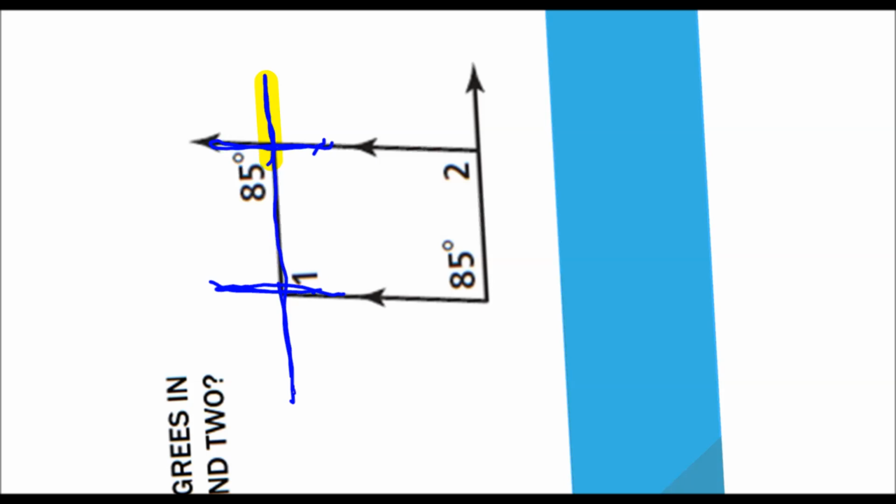And let's see, 85 and 1 are alternate interior, which means they're congruent. So that's 85. No calculations required. We recognize that this is on the left, that's on the right. Both of them are between the parallel lines, and so we're all good.